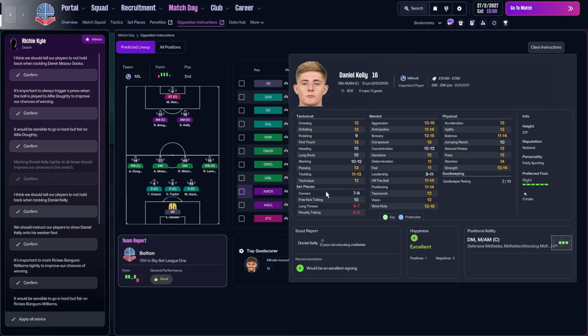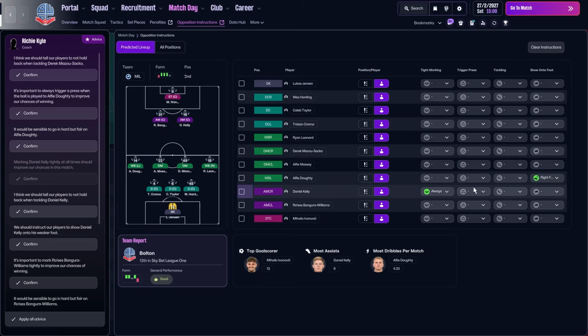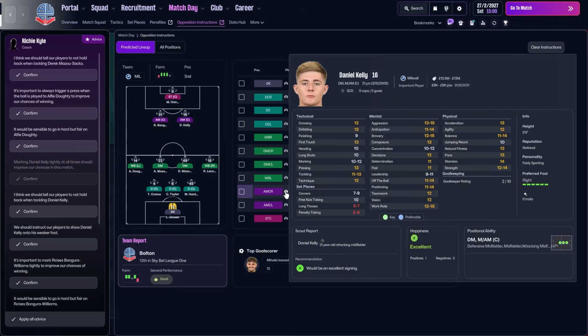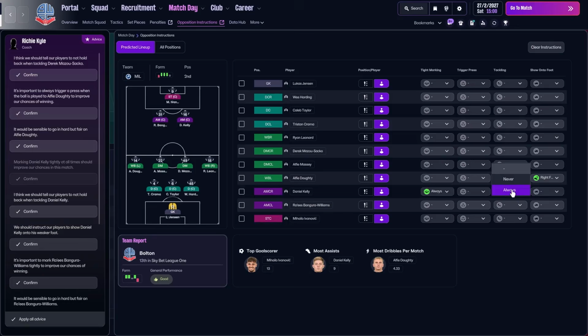Looking at the way he presses, or the way he sprays passes around, passing, work rate as well, technique, his technique is quite 12. We could consider turning on a trigger press on him so that he doesn't get to shoot the ball very often. His tackling, we're also going to go ahead and use normal tackling instead of the hard tackle because his bravery is quite okay. Again, I'm going to just go ahead and turn on the trigger press. Most of this stuff you can uncheck during the match if you see that it's not actually working. So we've dealt with Doughty, we've dealt with Daniel Kelly.